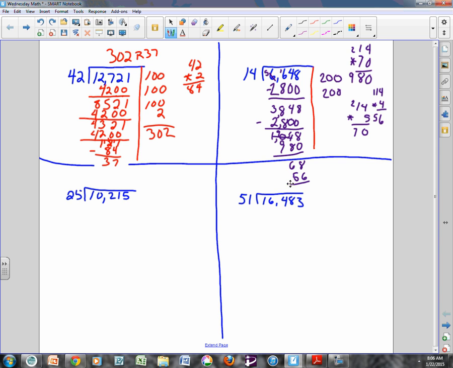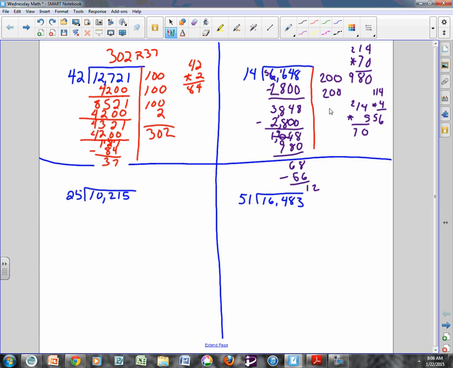And when I subtract them, 56 to 60 is 4. 60 to 68 is another 8. 8 plus 4 is 12. And our remainder is less than our divisor. So that's all the farther we can go.